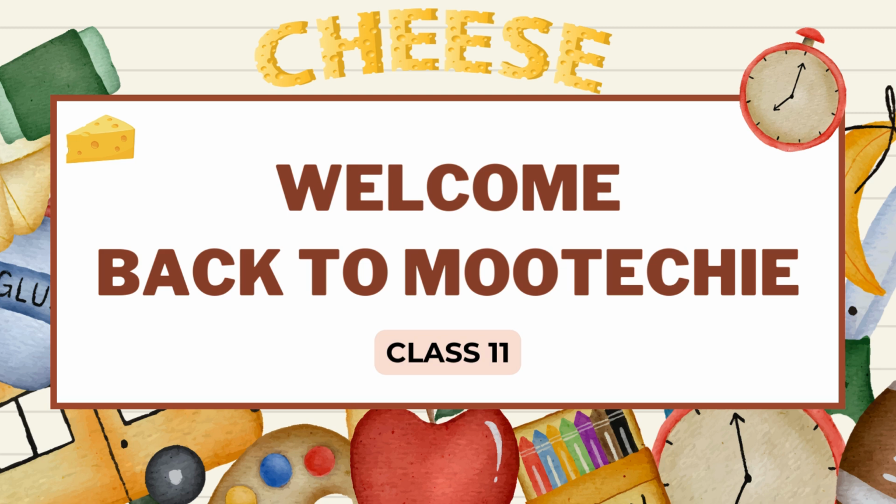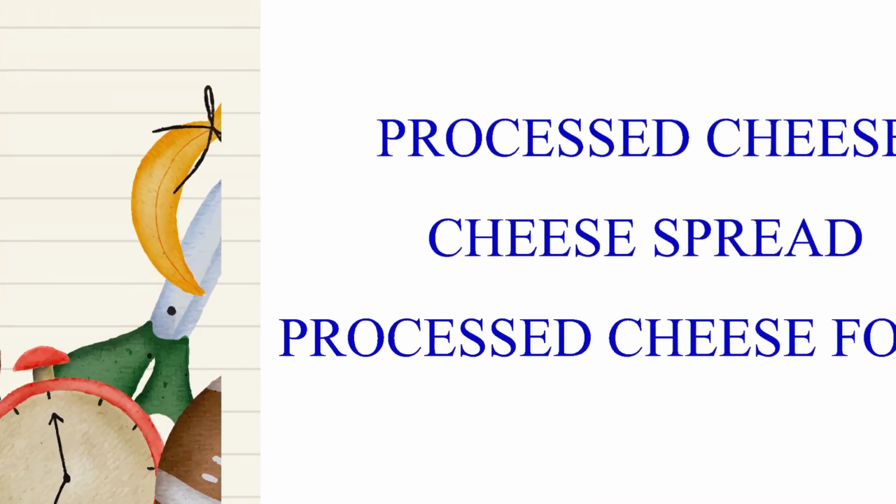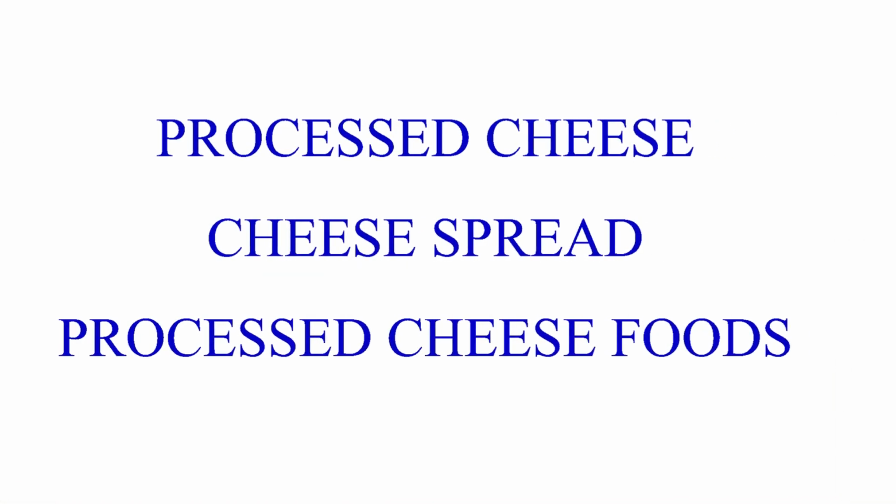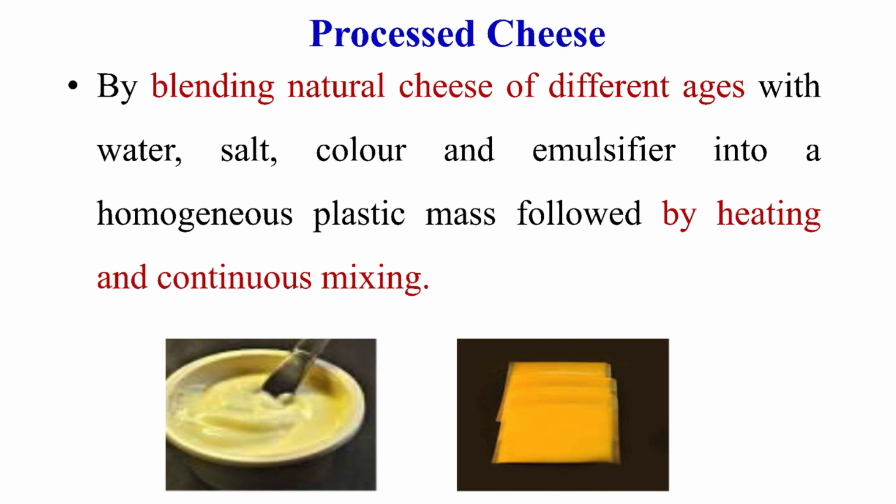Today we're moving into the realm of processed dairy products, focusing on processed cheese, cheese spreads, and processed cheese foods. Let's start by defining what processed cheese is. Processed cheese is made by blending natural cheese of different ages with water, salt, color, and an emulsifier into a homogeneous plastic mass. This blend is then heated and continuously mixed to create the final product.